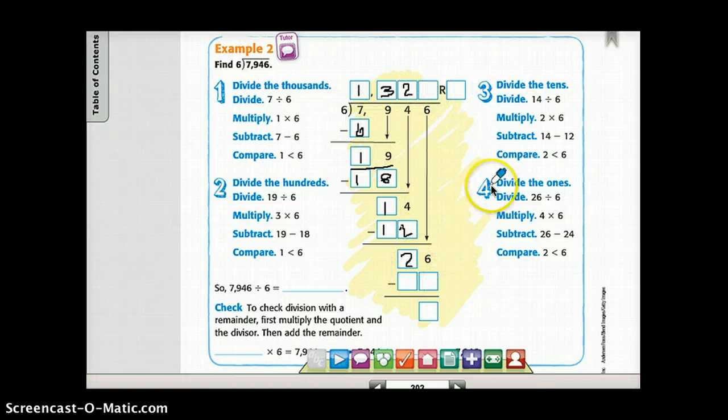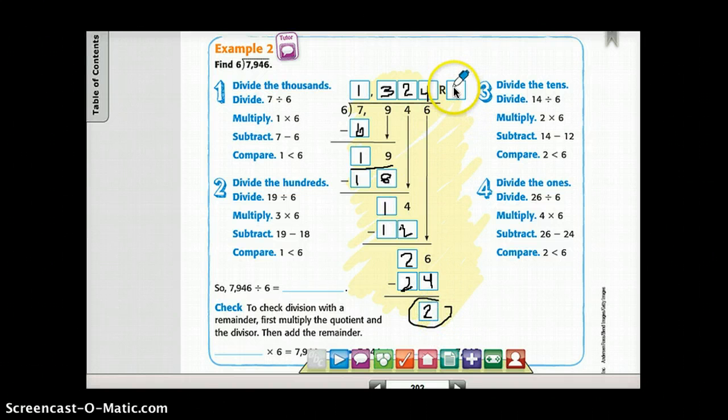Now I have 26. I'm dividing this ones place. How many times does 6 go into 26? 4. 4 times 6 gives us 24. Now we're subtracting 26 minus 24. We have 2 left. Is 2 less than 6? Yep. But what do I do with this 2 now? Because there's nothing else to bring down. So it becomes our remainder.